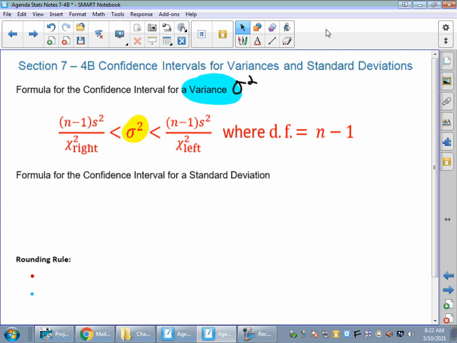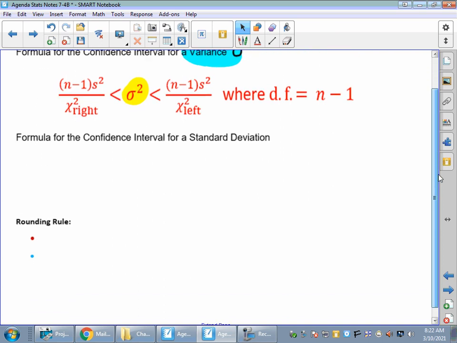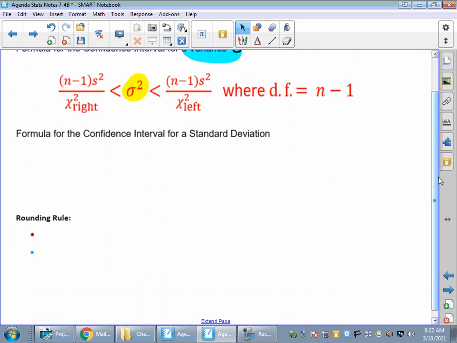Please notice that the chi-square right is on the left side of the interval. The chi-square left is on the right side of the interval. Don't mess those up because it will really screw up your answer. So once we've got that, it's not hard, right? We have to have our critical values to put in those denominators.